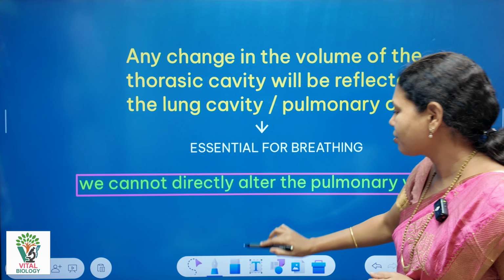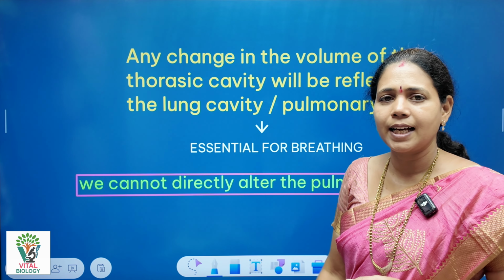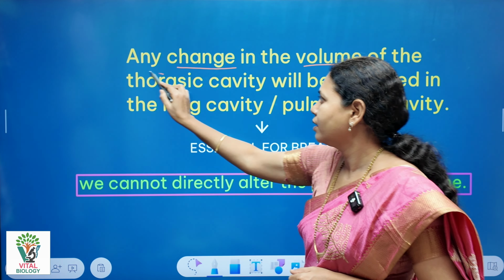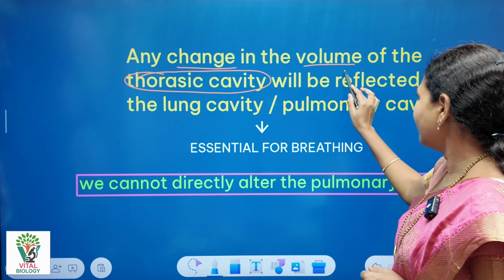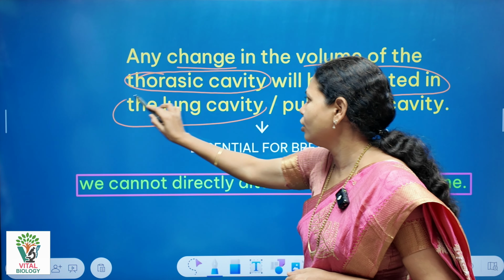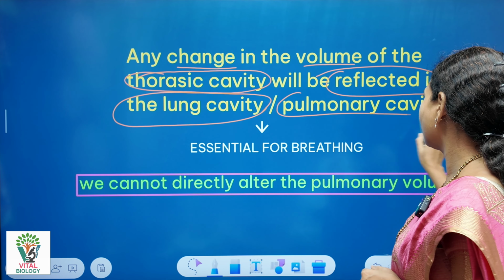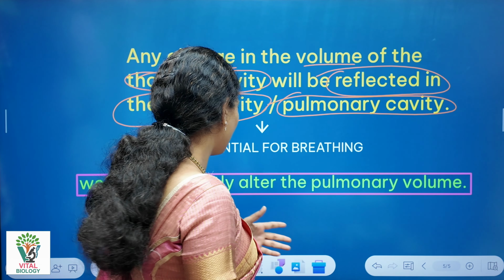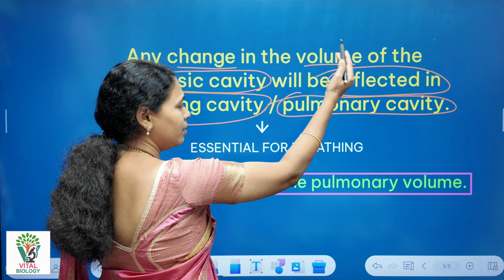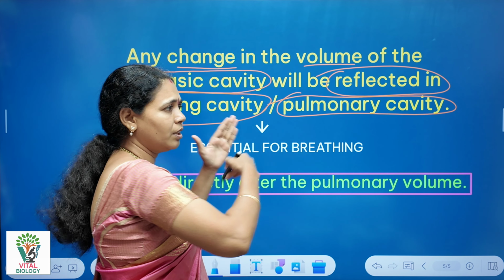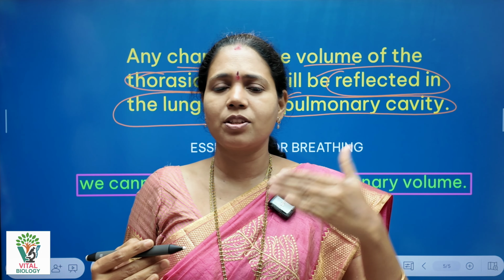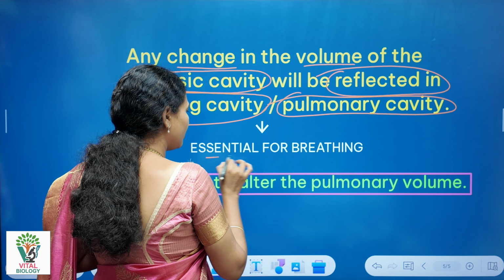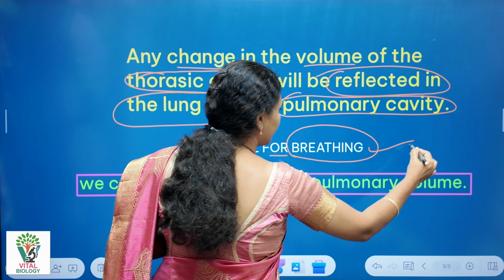These are the lines from the NCERT textbook: any change in the volume of the thoracic cavity is definitely reflected in the volume of the lung cavity, or otherwise the pulmonary cavity. Pulmonary means nothing but the lungs. Whatever arrangement is reflected in both these cases, that a change in the thoracic cavity changes the volume of the lung, is the main essential key feature of the breathing process.